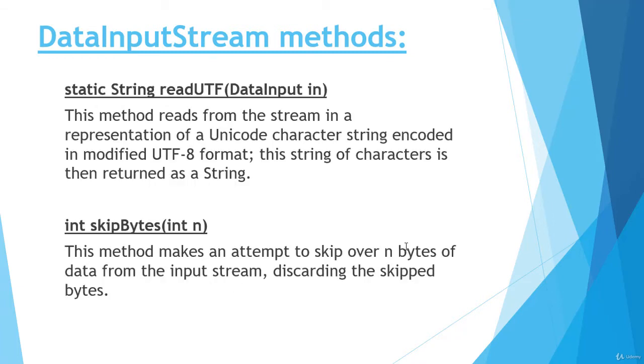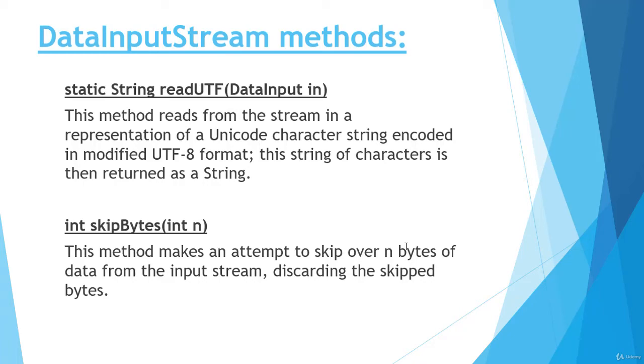Next, we have the readUTF method, which is the static method. This method reads from the stream a representation of a Unicode character string encoded in the modified UTF-8 format. This string of characters is then returned as a String. Just simple. Next, we have skipBytes. This method makes an attempt to skip over n bytes of data from the input stream, discarding the skipped bytes. So whenever we want to skip some bytes of data from the input stream, we use the skipBytes method. So these are a bunch of methods that are present in the data input stream class.